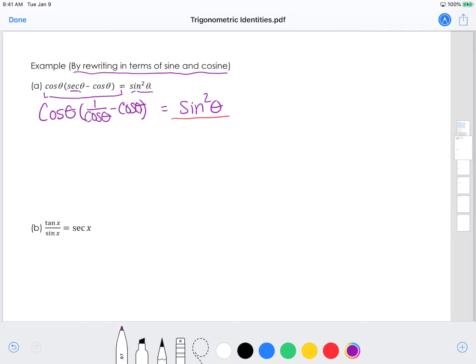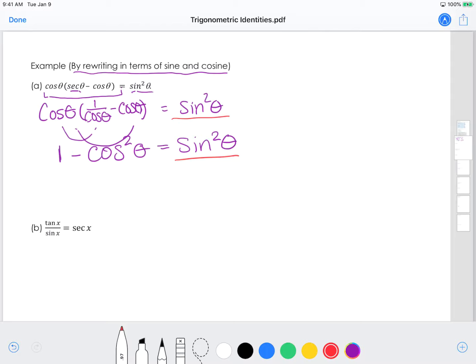So now my instinct tells me to just distribute. So I have cosine over 1 times 1 over cosine. That will give me a 1. Then I have cosine times a negative cosine. That will give me a negative cosine squared theta. So again, notice I didn't touch this side. I'm just carrying it down.